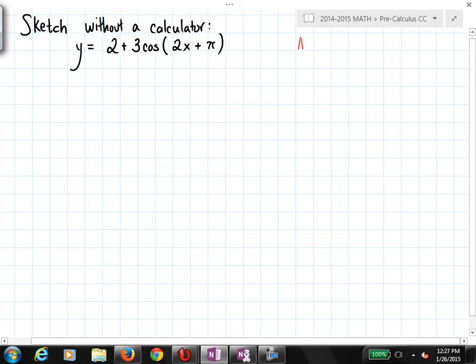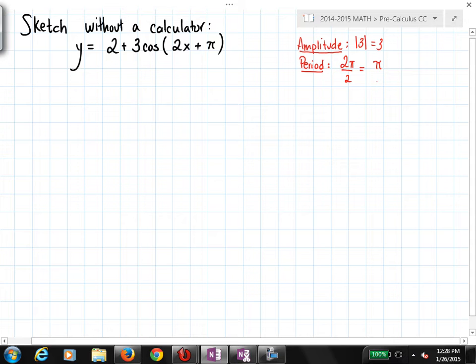Before we start sketching, let's find out the information. What is the amplitude for this particular example? Yeah, whatever's in front of the cosine, the absolute value of 3 is 3. What about the period? Yeah, 2 pi over 2, which is pi.